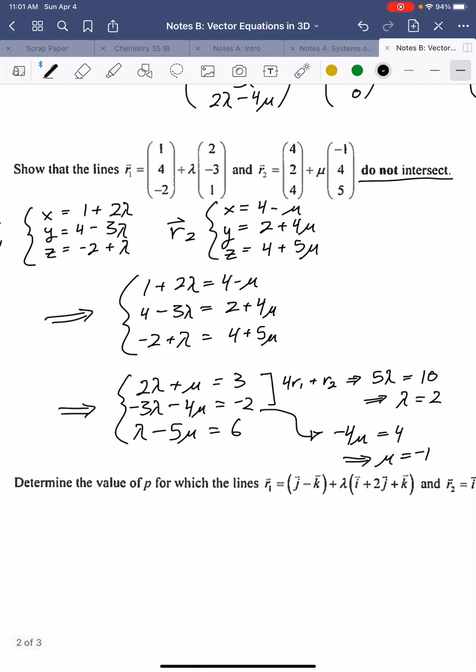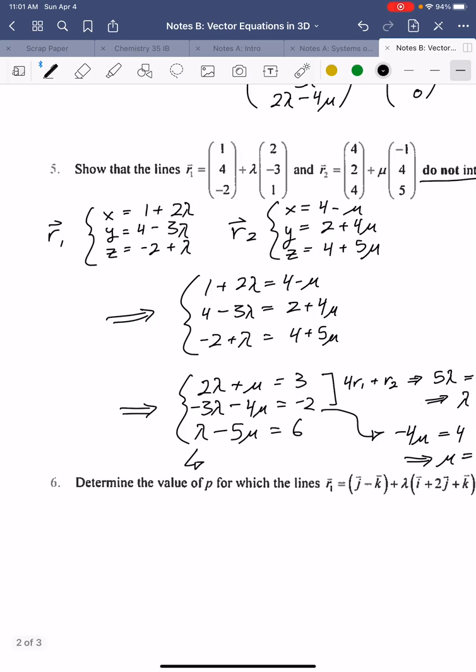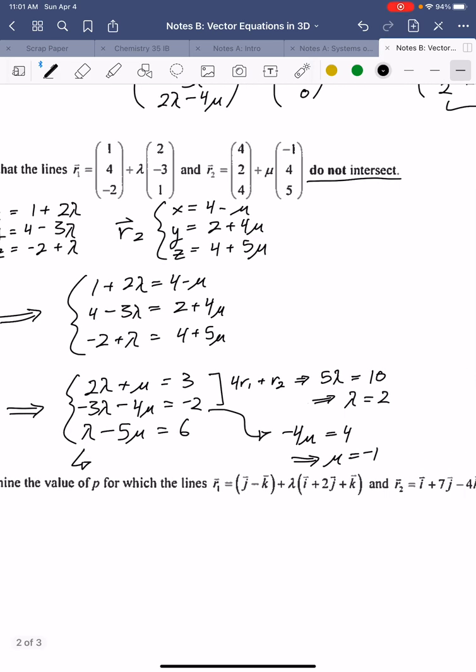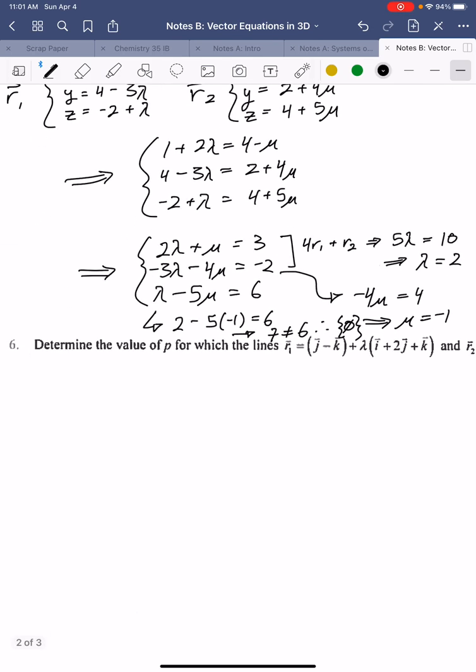So what happens if we plug both of those values into here? Well, that gives us 2 minus 5 times negative 1 equals 6. And that gives us 2 plus 5. So 7 is not equal to 6. Therefore, no solutions. Therefore, they don't intersect. They're skew.